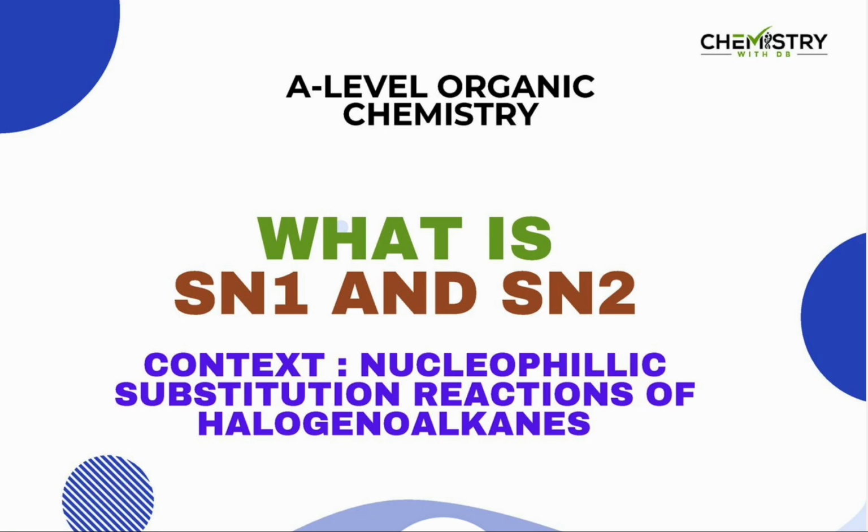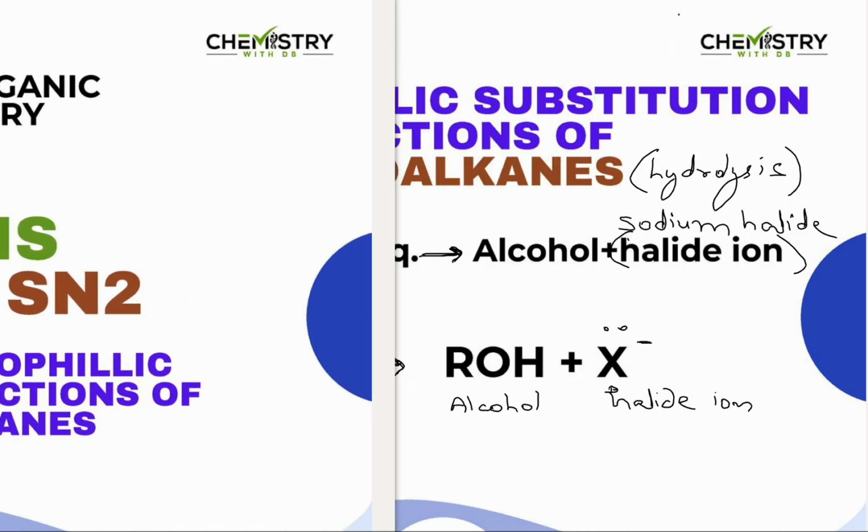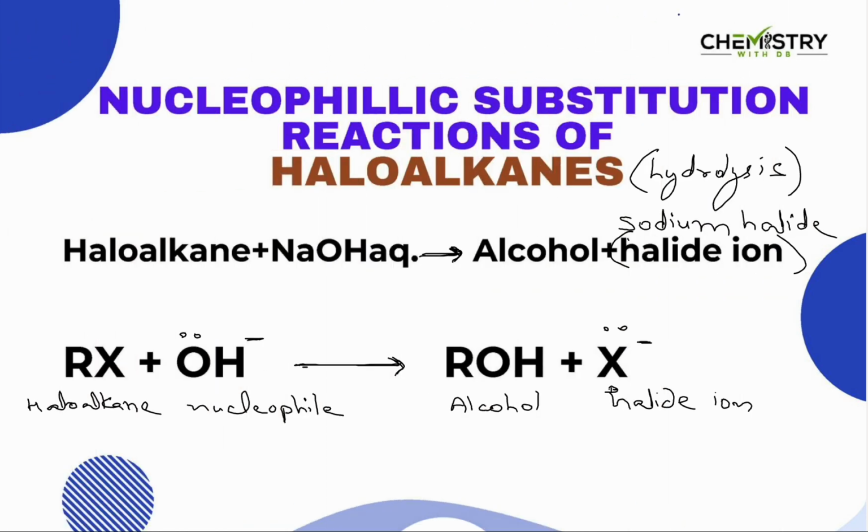So in this video, I'm going to explain the SN1 and SN2, the two reaction mechanisms of hydrolysis of haloalkanes. The other name for hydrolysis of haloalkanes is nucleophilic substitution reaction. Now, in an ordinary nucleophilic substitution reaction of a haloalkane, what happens is you add aqueous sodium hydroxide to a haloalkane and you get an alcohol and a sodium halide. In ionic form, we can write it in this manner.